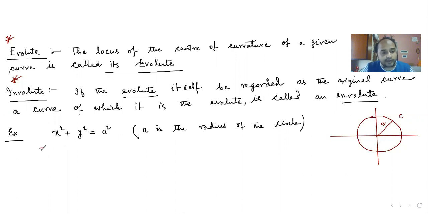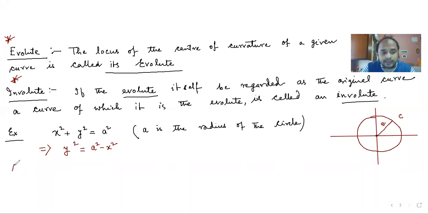Now suppose you do not know that it is a circle, so we can write it as y square is equal to a square minus x square. This is my curve, and you can try to find the center of curvature in this particular case. We know from our previous experience that it is a circle, but suppose this curve is not known to you, and I have asked you to find the center of curvature.